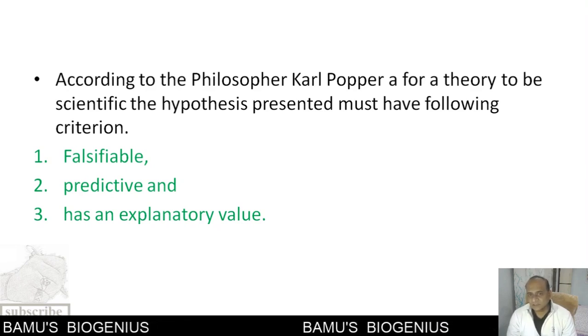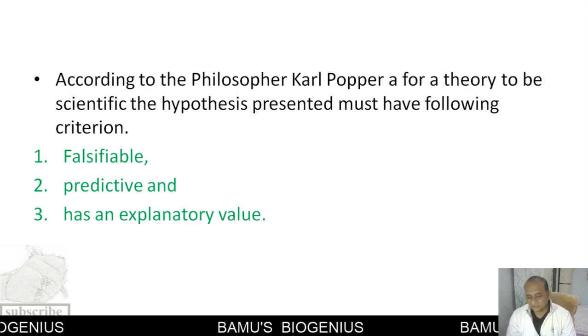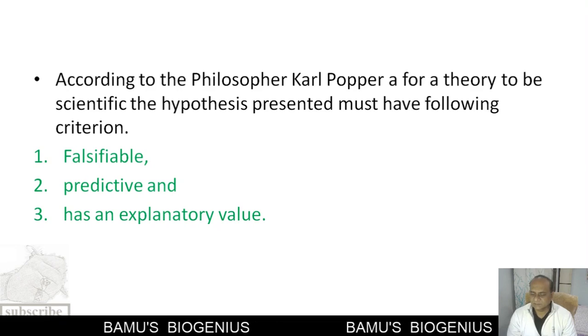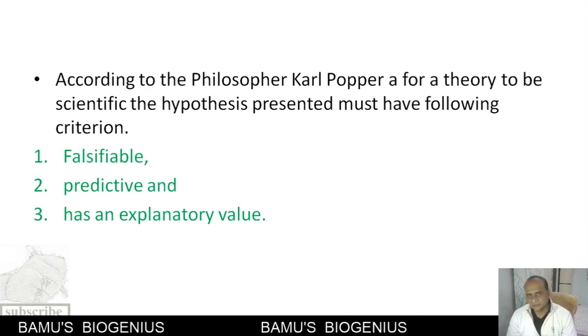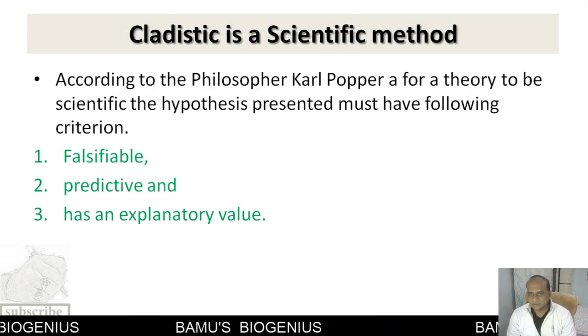Then the cladogram has a predictive value, so it can also predict the relationship among the various taxa. And the third one is that it has an explanatory value. Whenever we draw a cladogram of a particular group, it explains how all the organisms in that particular clade are related to each other. On that basis, we can say that the cladistic method is a kind of scientific method, and that's why it is popular even now.